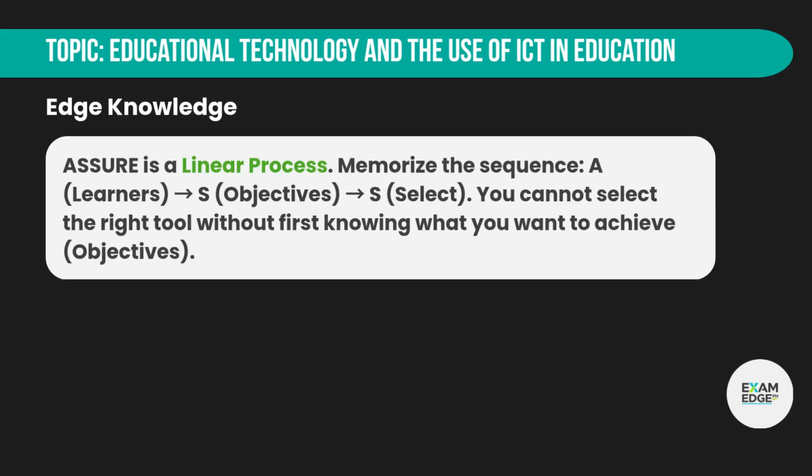Edge knowledge. Assure is a linear process. Memorize the sequence. A. Learners, to S. Objectives, to S. Select. You cannot select the right tool without first knowing what you want to achieve, objectives.